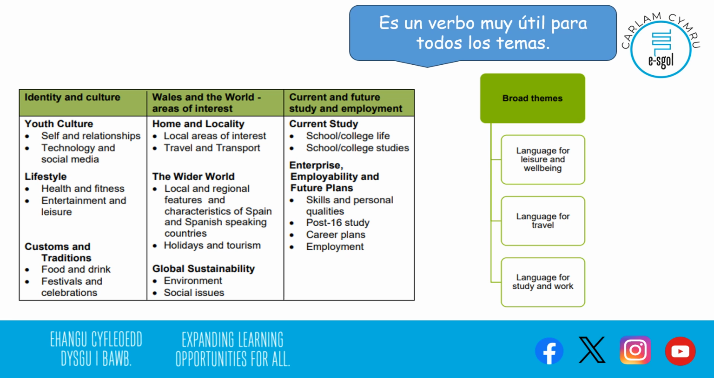As you go through the themes, you will see that it's possible to use ir in all these. These are the themes in the current GCSE course. If we think about the themes that will appear in the new GCSE course from September 2025, the themes will be language for leisure and well-being, language for travel, language for study and work. Once again, the verb ir is going to be important and useful across all these themes. En español es un verbo muy útil para todos los temas.